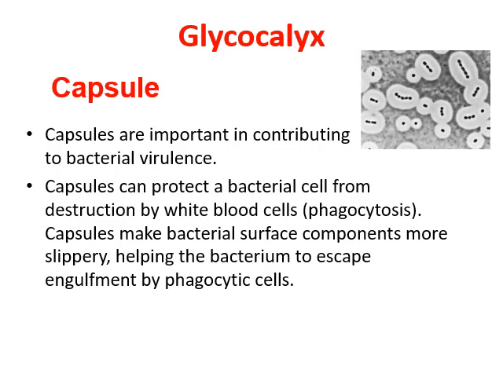The other type of the glycocalyx is the capsule. Capsules are important in contributing virulence to the bacteria. That means it increases its ability to cause disease. A capsule can protect a bacterial cell from destruction by white blood cells. It can protect it from phagocytosis. It makes the bacterial surface component more slippery, helping the bacterium to escape engulfment by the phagocytic cells. So it can escape easily from the phagocyte due to its slippery outer surface.